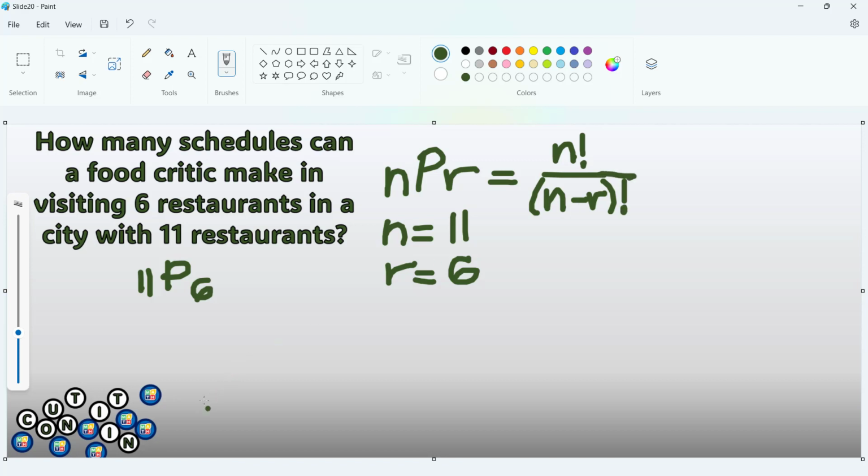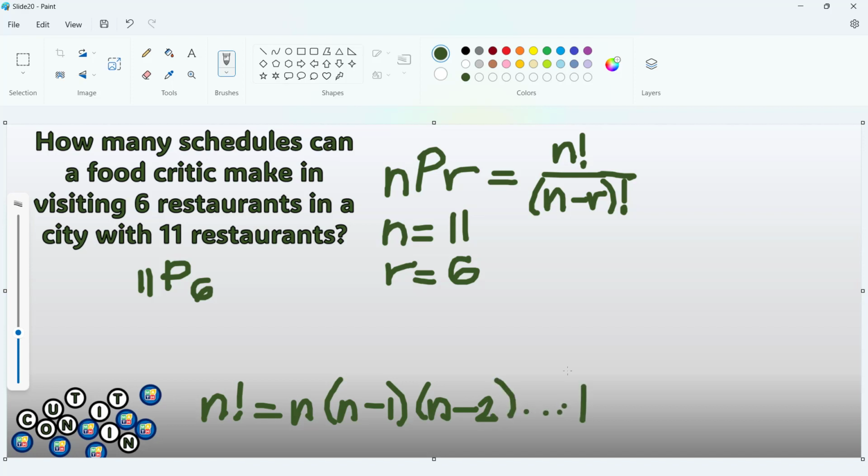Take note that factorial notation is a condensed form of multiplying all integers until 1. So we have here n times the number before that, n minus 1. So if you have here 11, the number before is 10 because that's 11 minus 1. Then you have n minus 2 until you reach 1. Okay? So that's the concept of factorial notation.